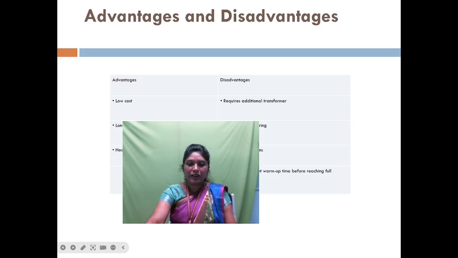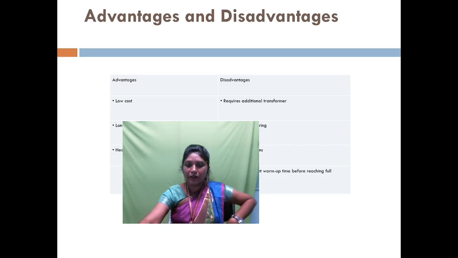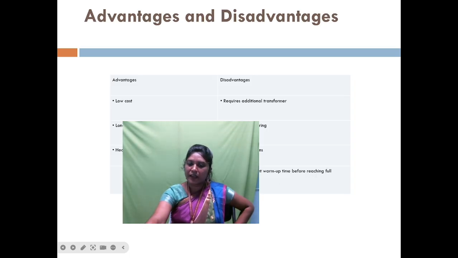Disadvantage: it requires an additional transformer, the cathode heating transformer, to boost the voltage to 440 volt. Next, poor color rendering. Initially there is no brightness, and after the sodium discharge we are having the yellow light and the brightness appears. So this is poor color rendering, and it is applied for limited applications. It also requires significant warm up time, so before reaching the full brightness it requires a warm up time period. This is also a disadvantage of the lamp.